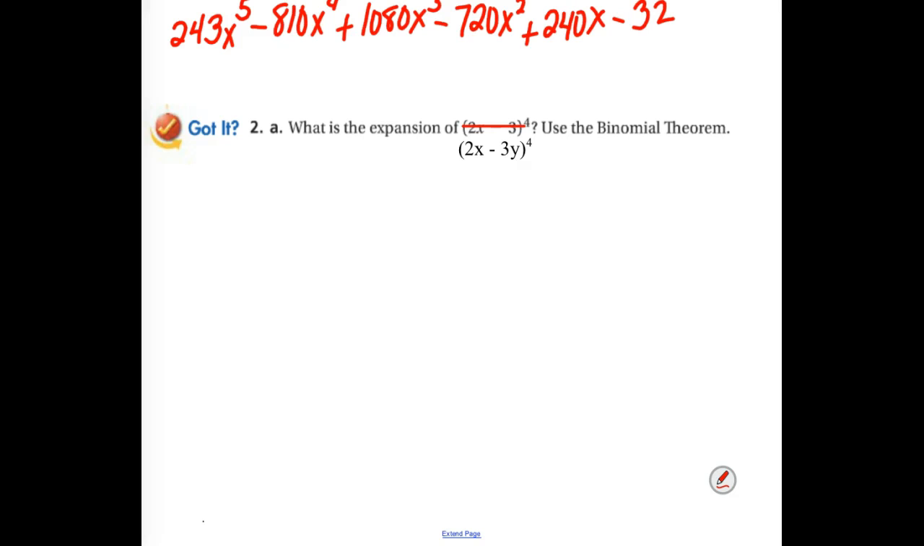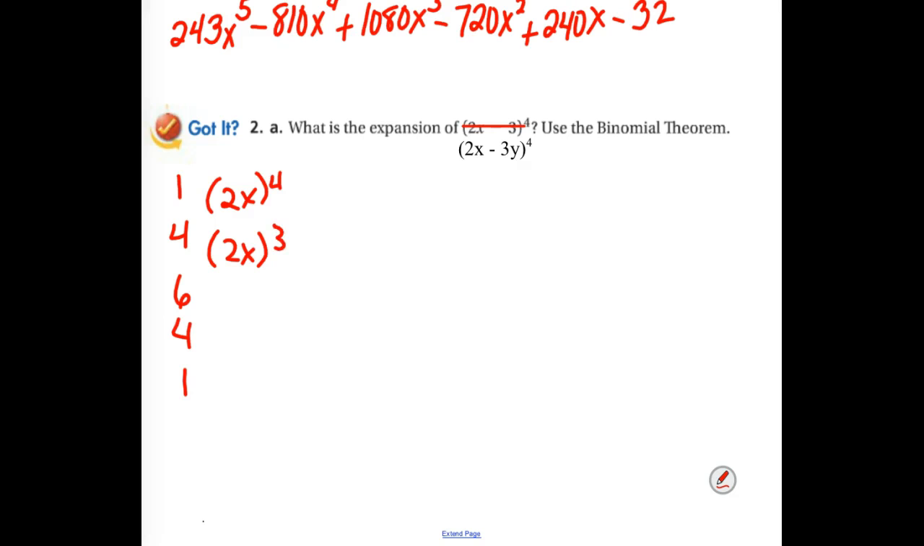Which row do I need to start with in Pascal's triangle? The 4th row. So I know it's going to start with a 1 and then a 4. What's the rest of it? 6, 4, 1. Okay. What is the first term? So what is like the A in my pattern? Okay. So I know that I'm going to need a 2x in each of these. And what power do I start with? A 4. And it's going to go down from there.